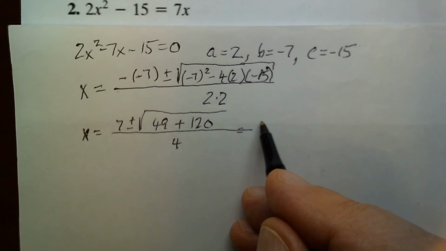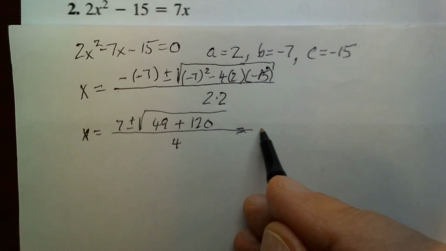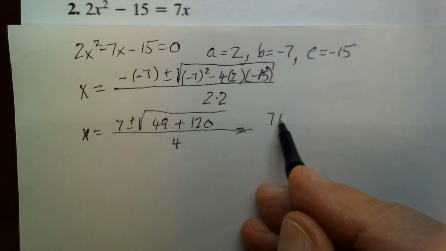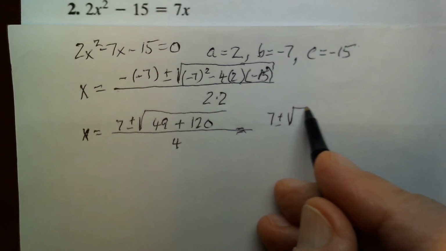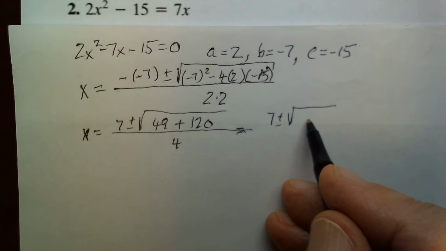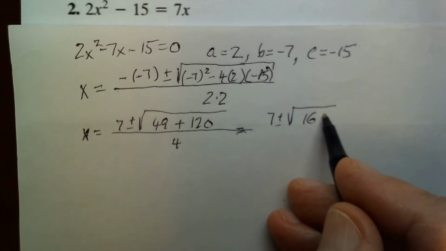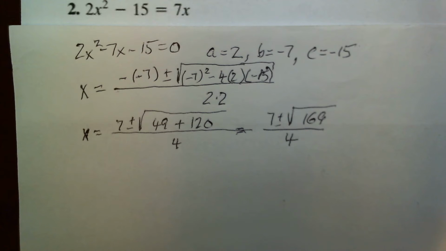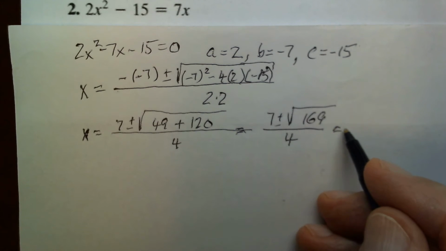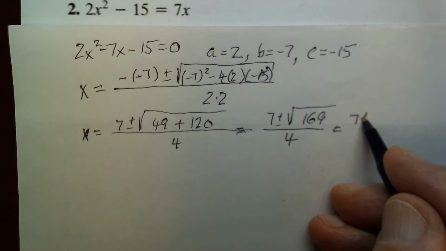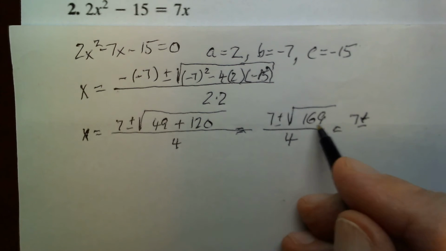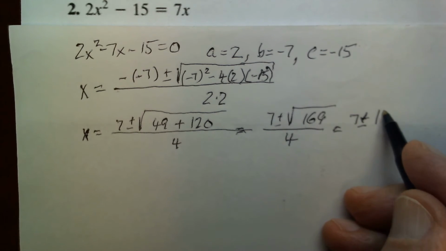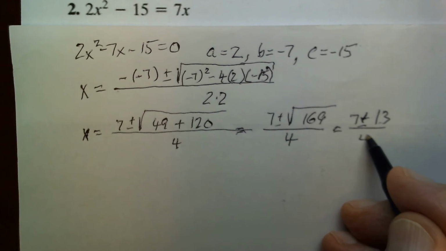So that's equal to 7 plus or minus the square root of 169 divided by 4. So that's equal to 7 plus or minus the square root of 169 is 13 divided by 4.